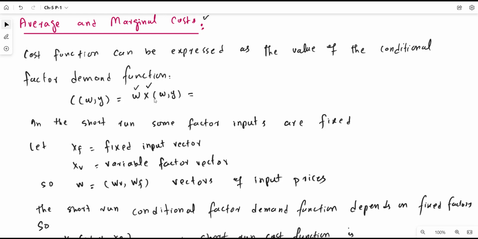Now, as we know, in the short run, some factor inputs are fixed and some are variable. So let xf represent the vector of fixed inputs, right? And xv represents the vector of the variable factor inputs, and this is the price factor of the factor input, which consists of the price factor of the variable factor and the price factor of the fixed input to produce a given level of output.